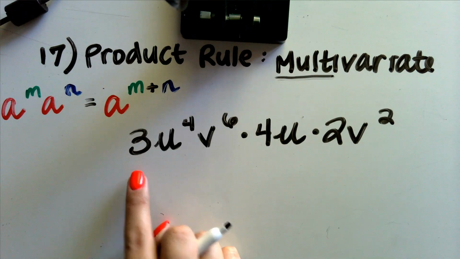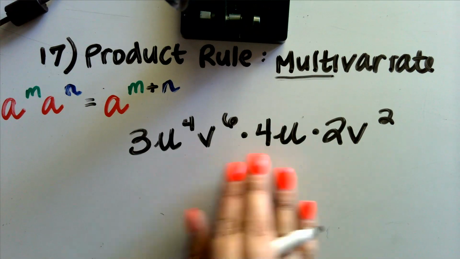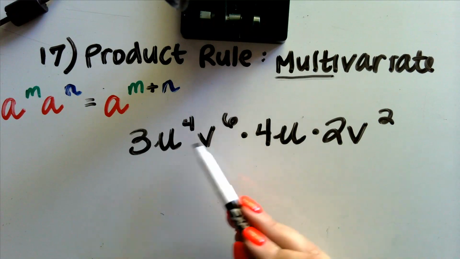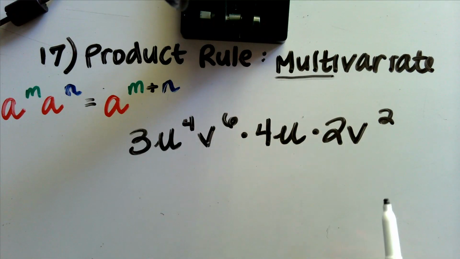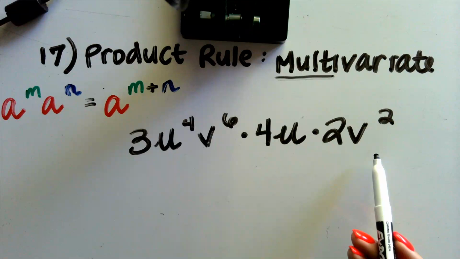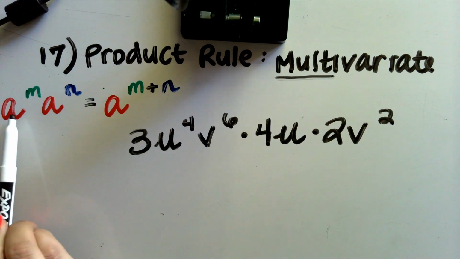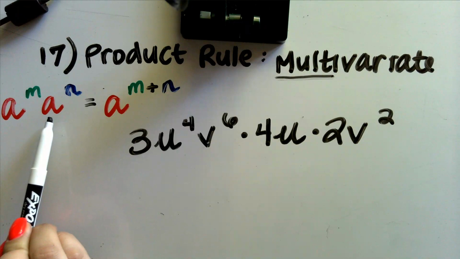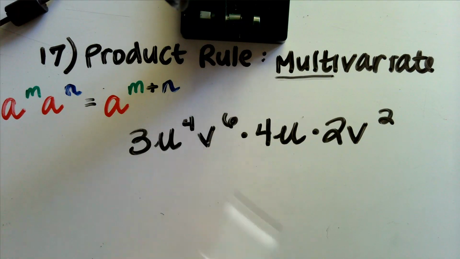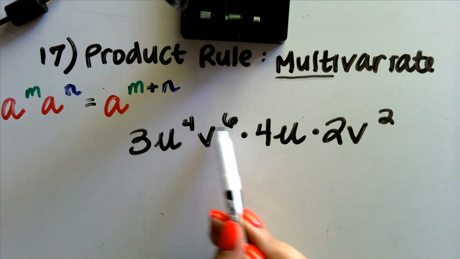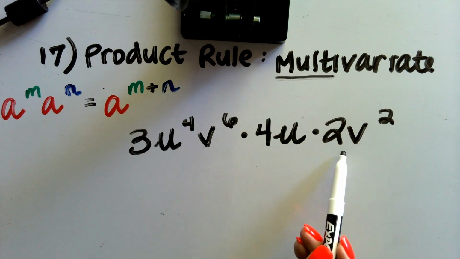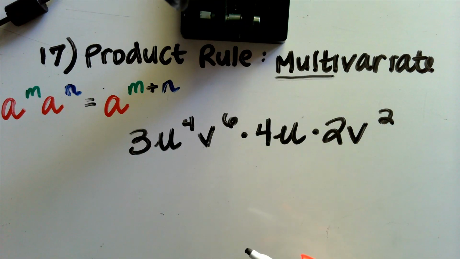So with that, let's go ahead and think about this. We got three separate things going on. We have two different variables, both u and v, and we're multiplying them all together. We know that our product rule says that we have to have the same base for our product rule to work. So we can't just add these two together because we have two different variables. But we can rearrange this so that variables are next to each other, okay?